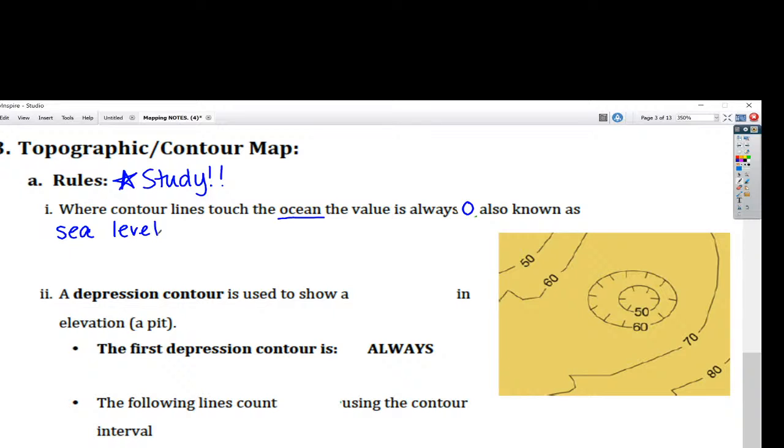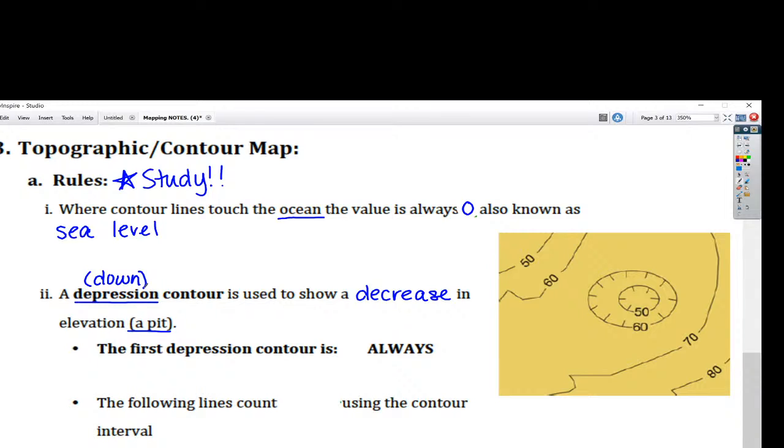So that's our first rule. Our second rule says a depression contour is used to show a decrease in elevation, also known as a pit or a hole. Okay, something to that effect. And so if you're feeling depressed, are you feeling up or are you feeling down? Down. So that's what depression contour means. It means you're feeling down. Okay? And so on a map, you can see that as a hole.